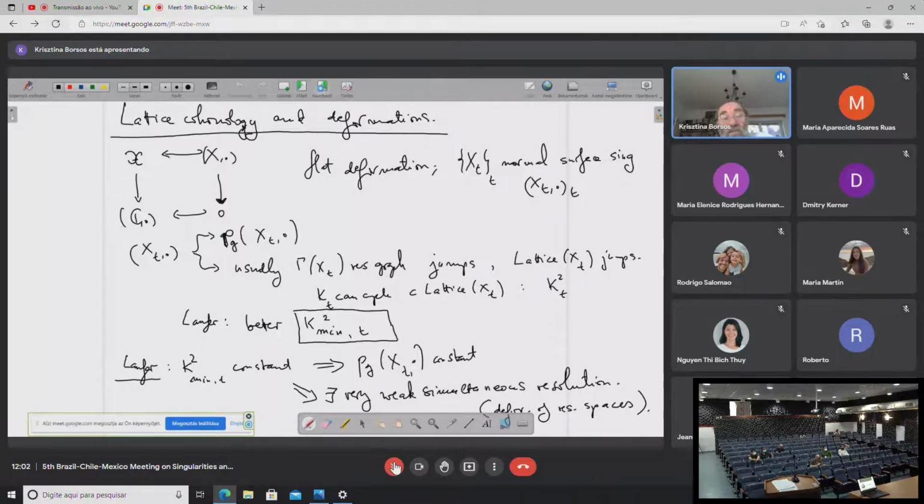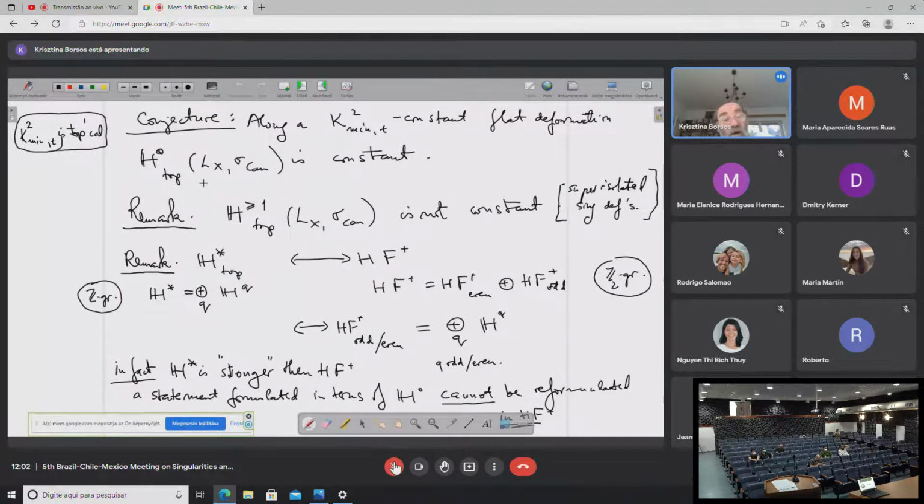So what are the conjectures here? About the topological one, if I have a K-square constant flat deformation, so that means that we have a very weak simultaneous resolution, then the topological lattice cohomology H0 is constant. So along such deformations, this is not modified. And actually, I just want to emphasize that here the resolution graph, the lattice, everything jumps. So it's also the link, everything jumps.